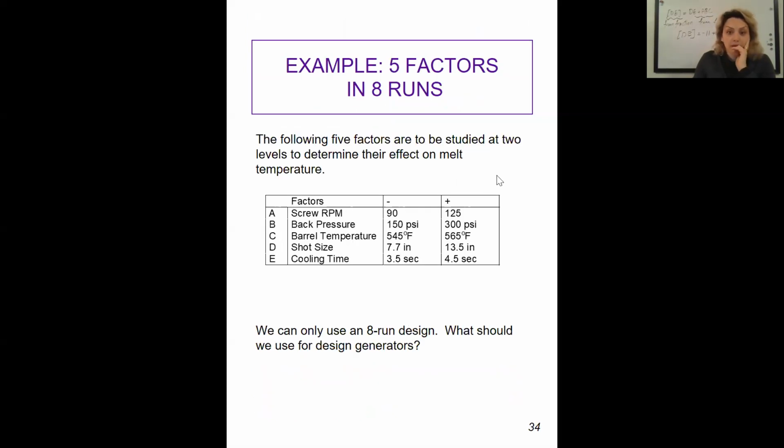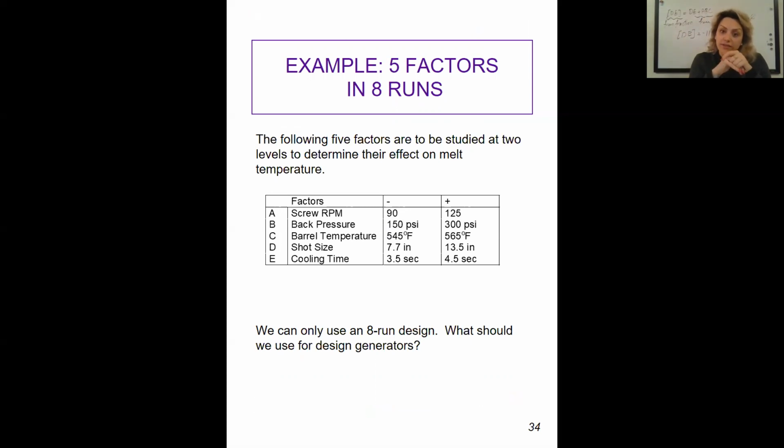This is another example. No, this is the same example that they have for the 5 factors, but we have it in 8 runs. So we had the 5 factors in 32 runs, and then we divided by 2. And now we want to divide it so that we would have 8 runs.